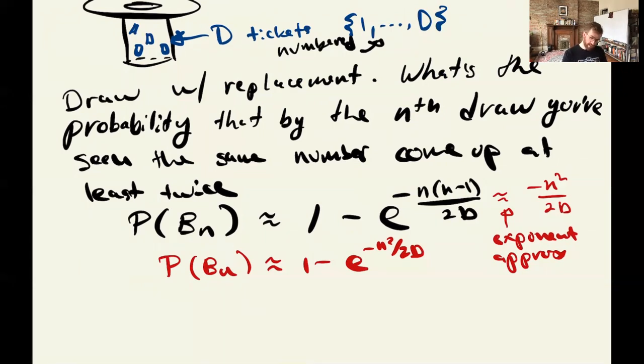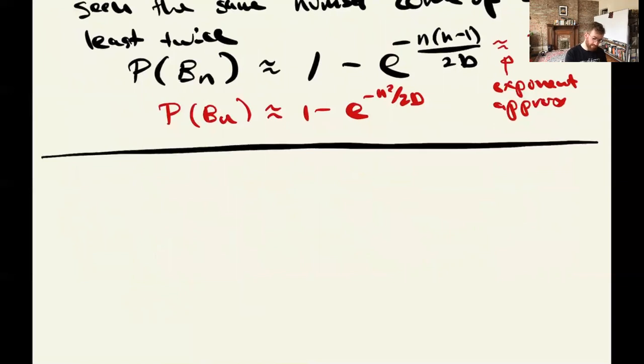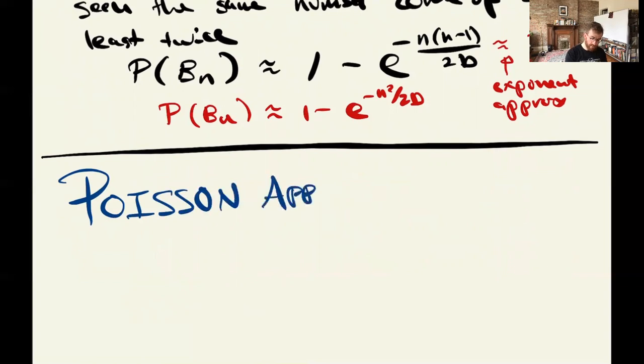So let's use that same kind of idea to look at another really important class of approximations. And this is called the Poisson approximation to the binomial.